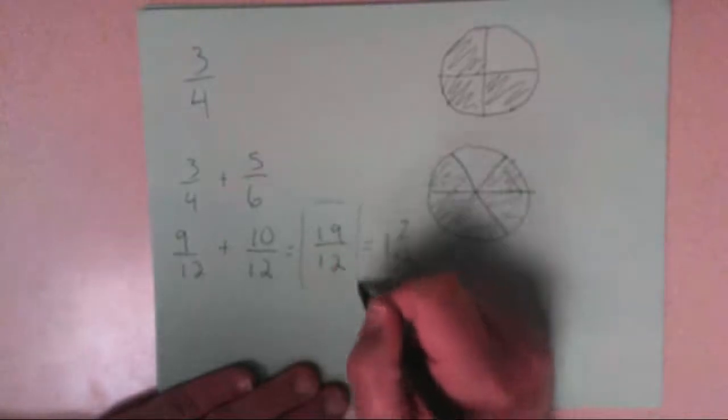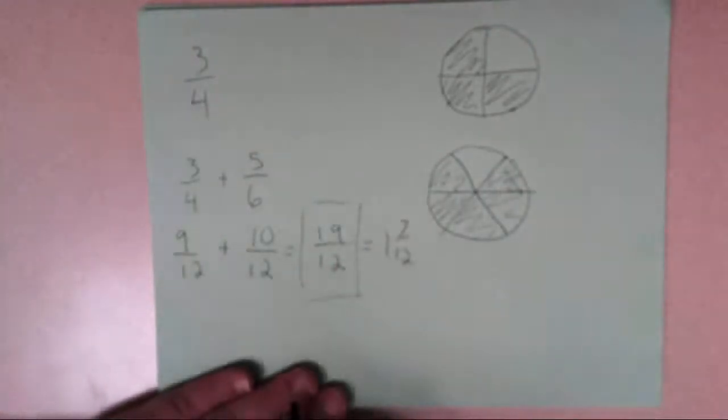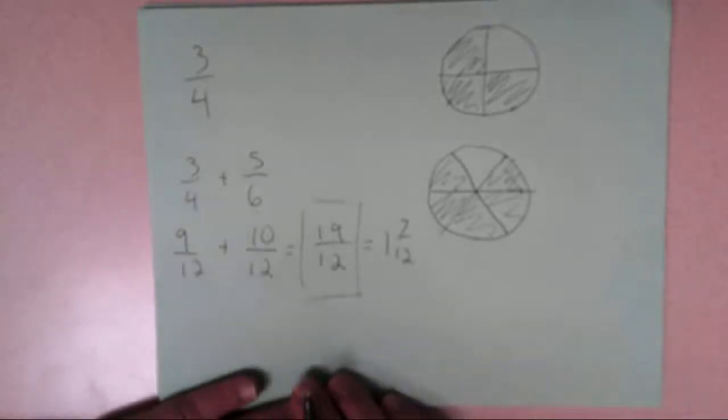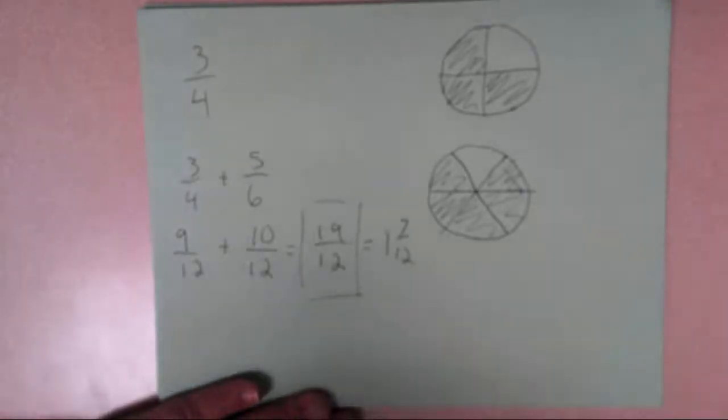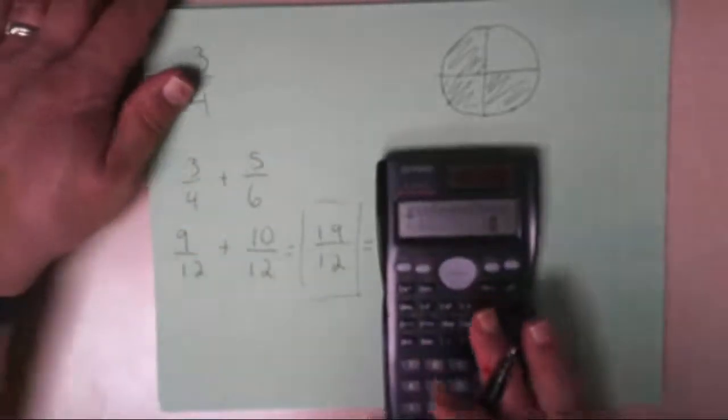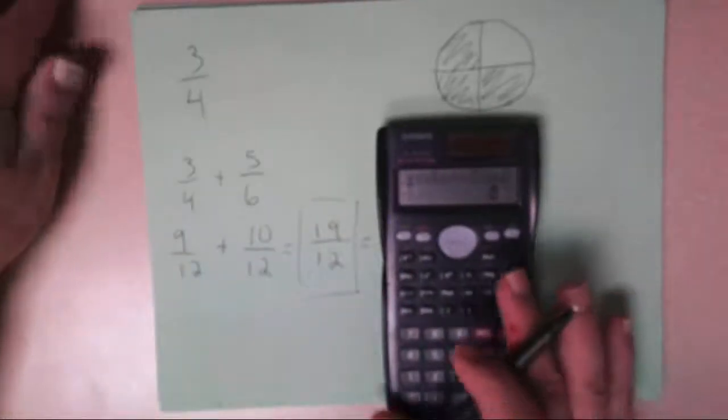Oftentimes when we're dealing with algebra and things like that, we don't use mixed numbers. We keep it as an improper fraction. But you can actually add these on a calculator. Okay? And the way you do it is there's a fraction button. In this case, for this calculator, let's see if I can focus. Wow, that's pretty blurry.